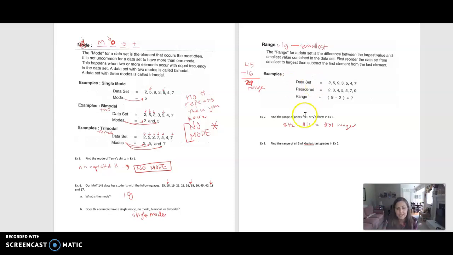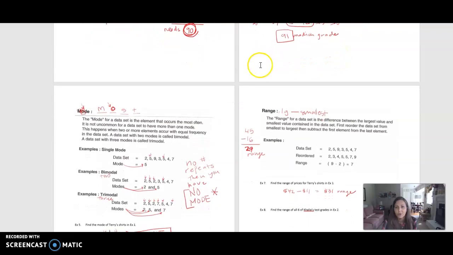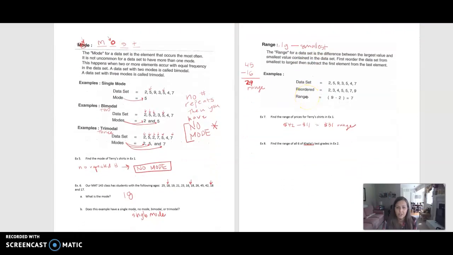In Kalia's test in example 2, Kalia's highest grade was a 98. Her lowest grade was a 78. So you take her highest grade, 98, minus her lowest grade, 78, and 20 is the range of her test scores. What that tells me is that her tests fell within a 20-point range. That's a pretty big gap, but it's not uncommon that a student would have a 20-point testing gap.